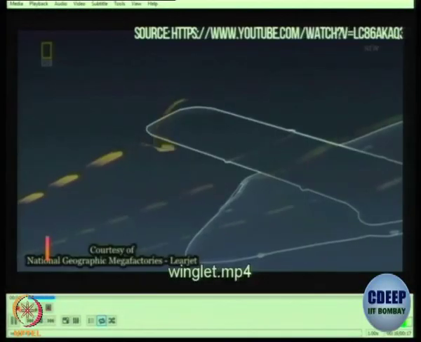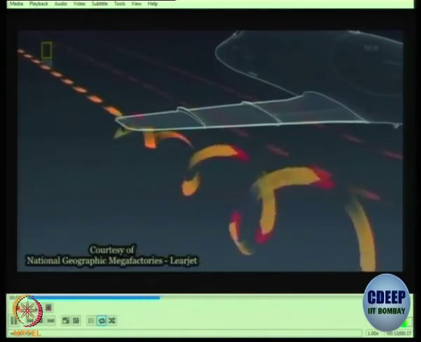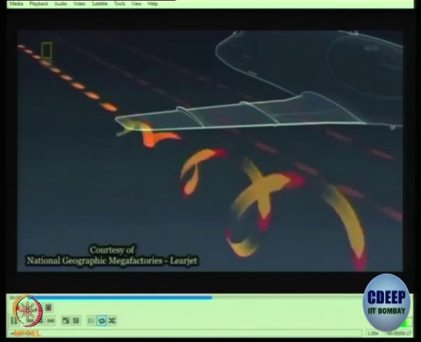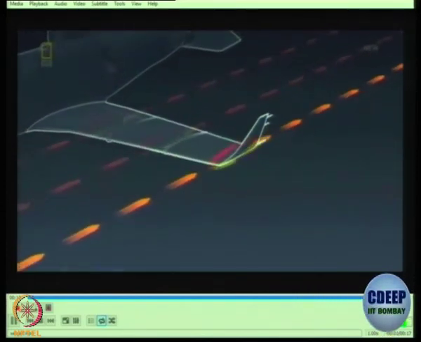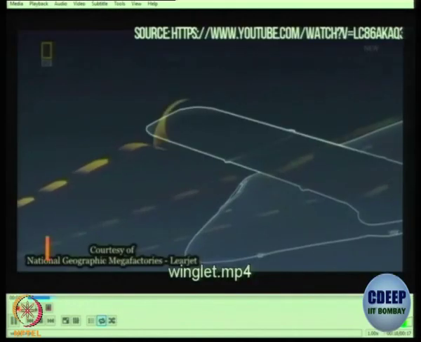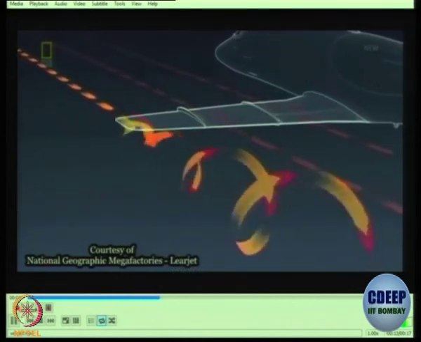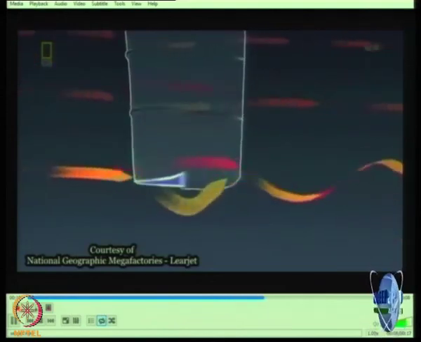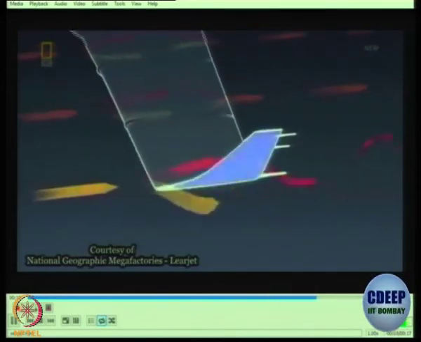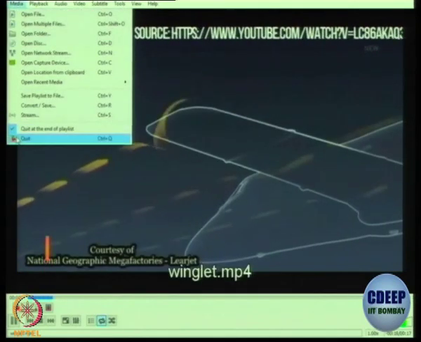High pressure air traveling beneath the wing curls around the wing tip and into the low pressure air traveling over the wing. It causes a vortex or mini tornado that creates drag. The fitted winglets form a barrier, breaking up the vortex and the drag.